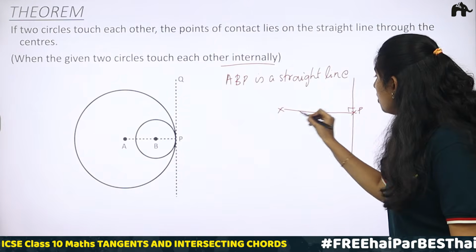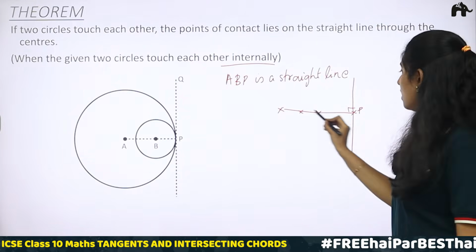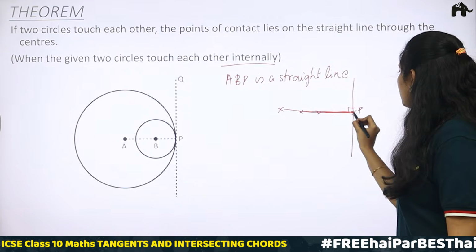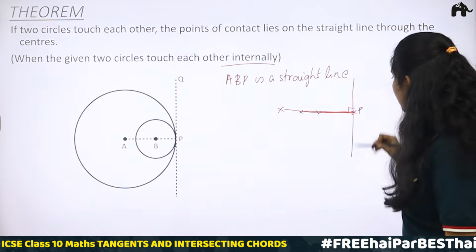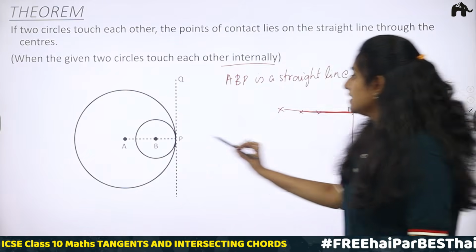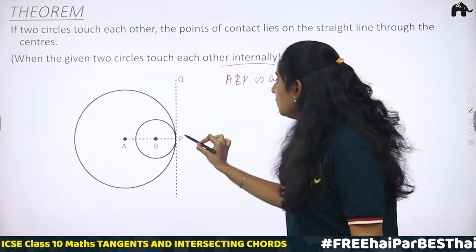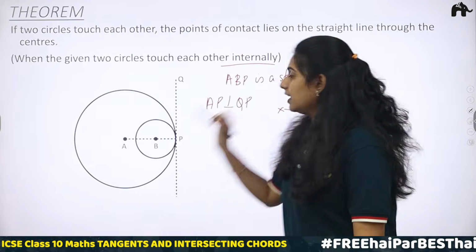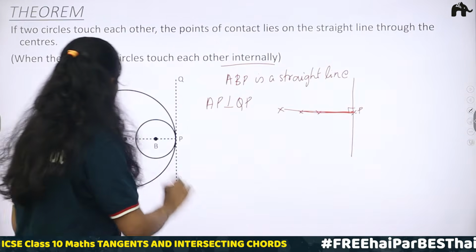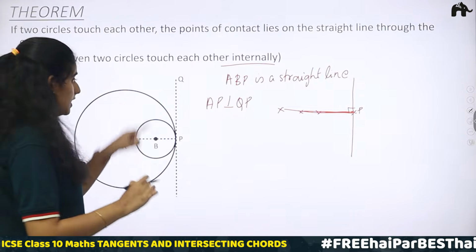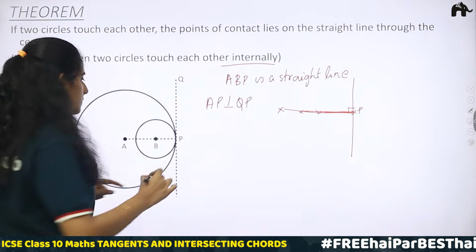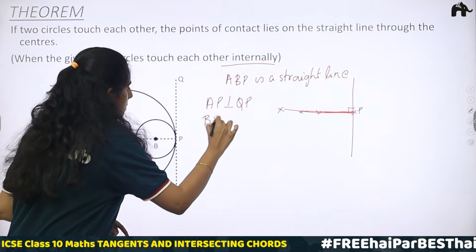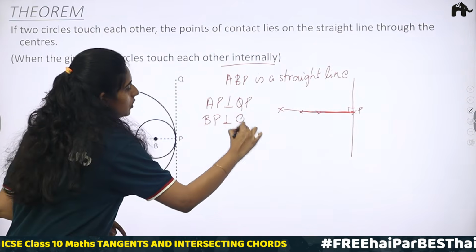If I have any point that lies on this line, from all these points when I draw straight lines, they will be perpendicular to this line. Yes. Now consider, here we have AP perpendicular to QP, because AP is the radius of the bigger circle, QP is its tangent. Similarly, when you take the smaller circle, we will be having BP perpendicular to QP.